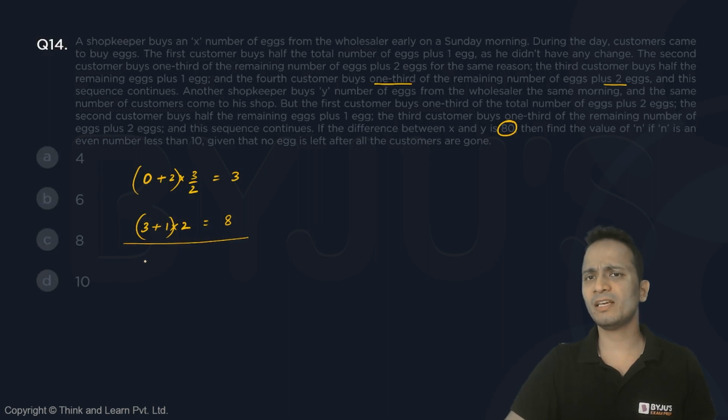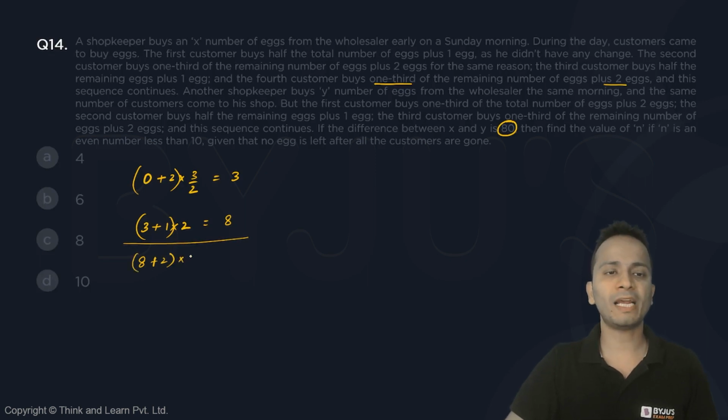Then if I keep another two customers, so 8 plus 2 multiplied by 3 by 2. So 8 plus 2 is 10. 10 multiplied by 3 by 2 is 15. Another customer, 15 plus 1 multiplied by 2, that is 32.